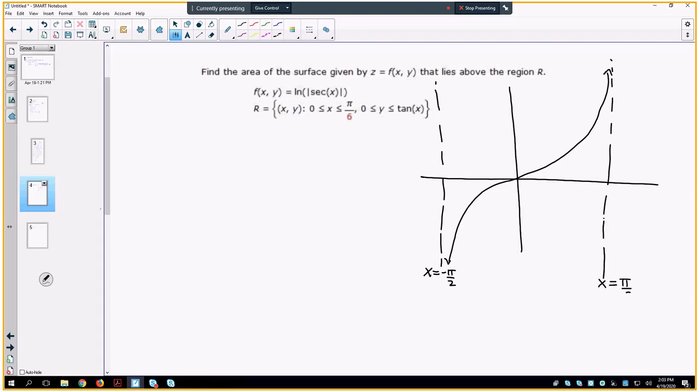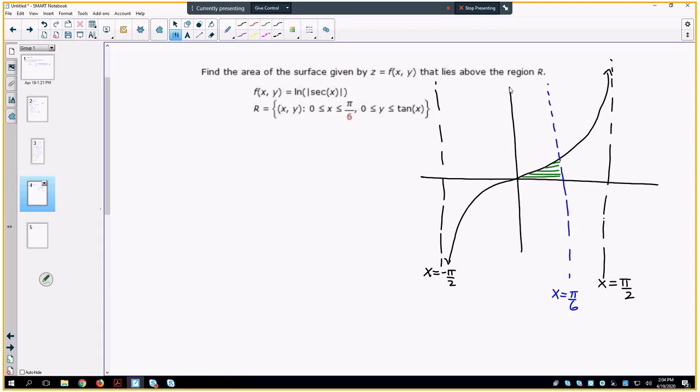And of course, it repeats, so I get infinitely many curves just like this one, but I'm only going to draw the one. We just need one period of tangent in order to see what our region looks like, because I know that my x's stop at pi over 6. So if pi over 2 is here, x equals pi over 6 is somewhere here. So I know that I only need to draw one period of tangent in order to see the region I'll be integrating over. So it looks like if y is between 0 and tangent and x is between 0 and pi over 6, it should be that little region there.